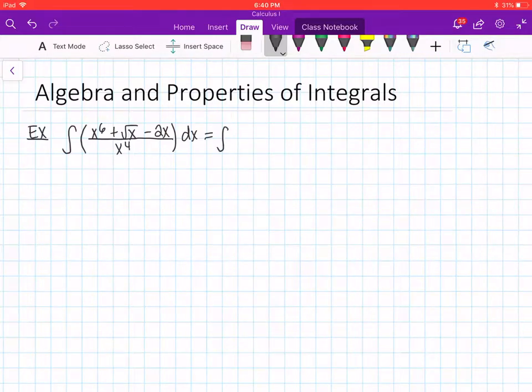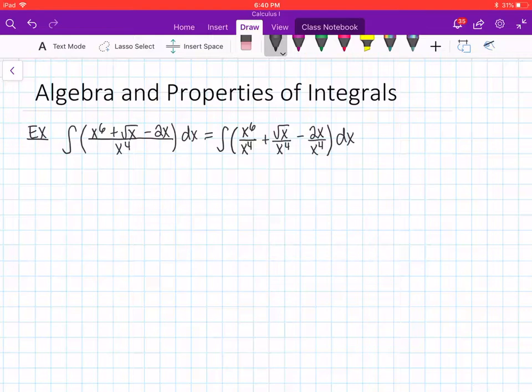So here we go. Since we have only one term in the denominator, we can do x to the 6th divided by x to the 4th plus the square root of x divided by x to the 4th minus 2x divided by x to the 4th. We can do that because we have one term in the denominator. If we had two, we couldn't separate it like we just did.